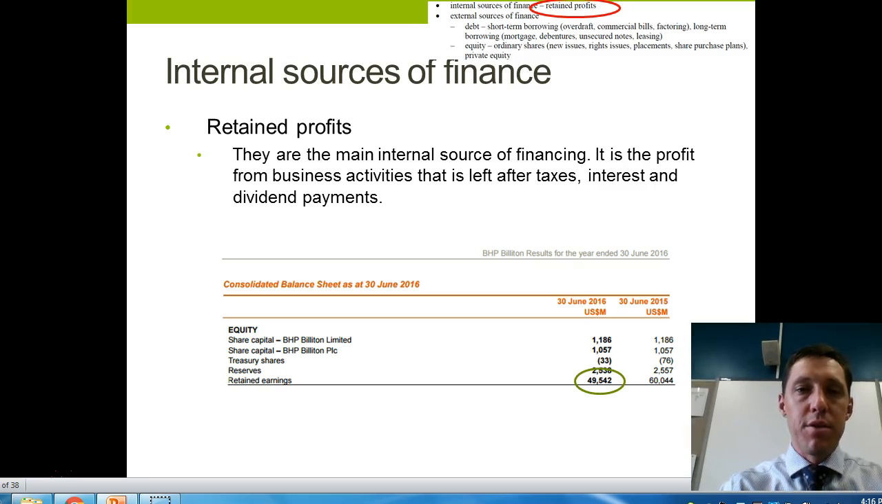Some advantages of retained profits are that there is no interest associated with it. There's no loss of control associated with it. You're not selling more of your company. There's no long-term obligation to repay it. It's simply money that's been kept from previous years.